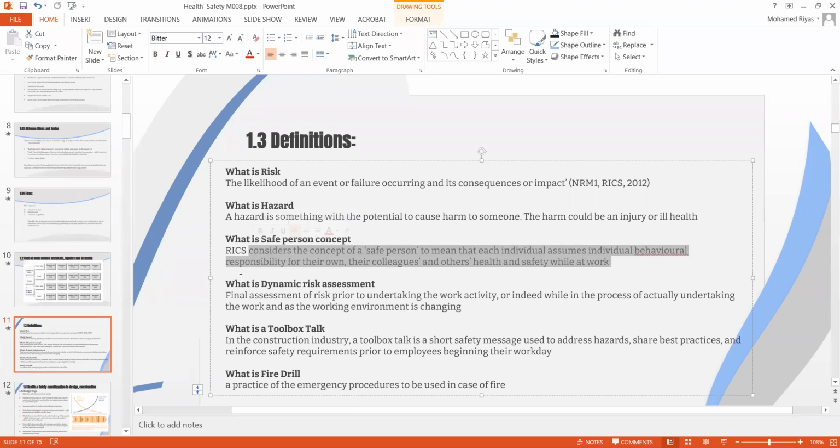And what is dynamic risk assessment? We need to have a definition of these categories before we move into the next subject. It is the risk assessment which we do eventually, or last, if there is any change in environment. We have already done a risk assessment, but before we execute the work, we do it one more time just to see that everything remains the same. If there is a change in environment, then you have to do one more risk assessment, which is called dynamic risk assessment, the final assessment of risk prior to undertaking the work activity.